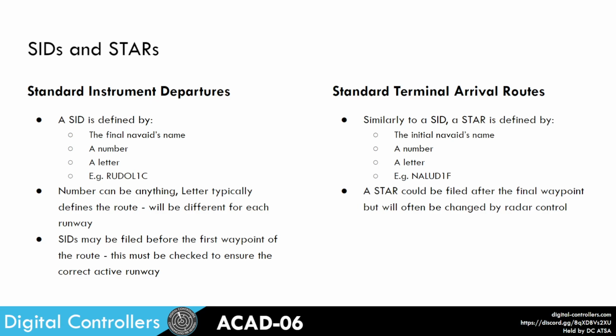The STAR can also be filed after the final waypoint in the flight plan, but this may, and quite often will, be changed by an area or terminal controller, i.e. a radar controller, once the aircraft is en route.